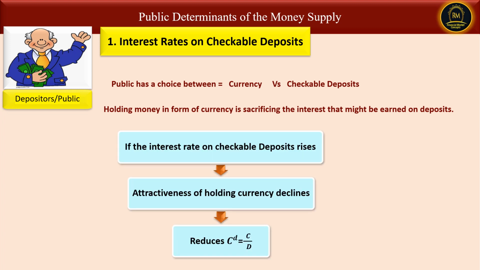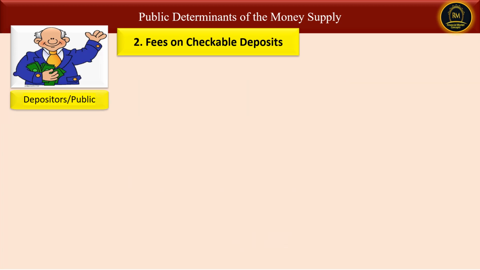So if the interest rate on checkable deposits increases, the attractiveness of holding currency is definitely going to decline. As a result, this currency to deposit ratio is going to fall. People will hold less currency and more deposits in banks. As a result, there will be an increase in the money supply in the economy.